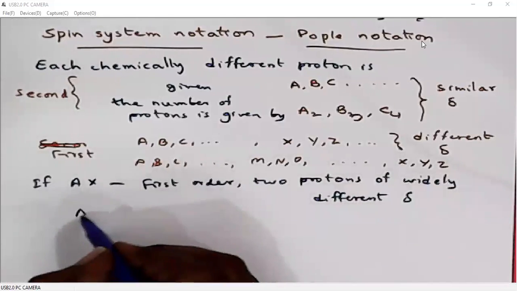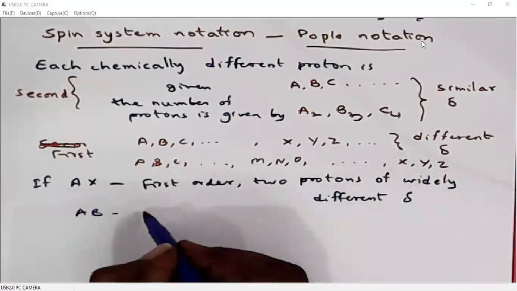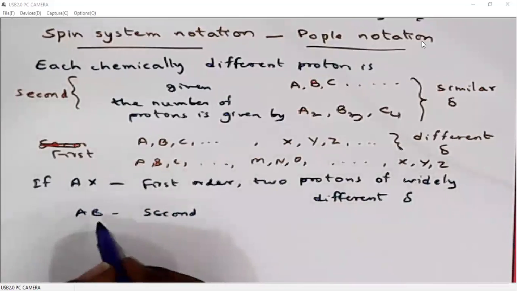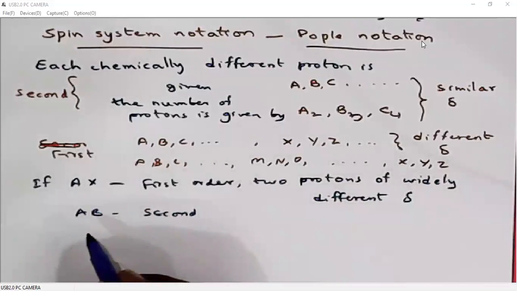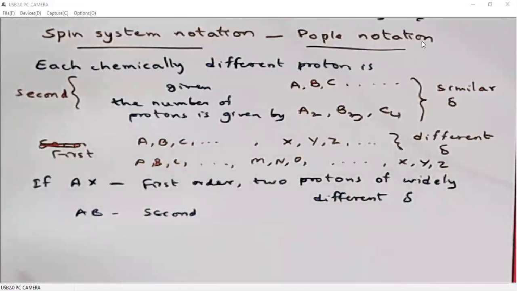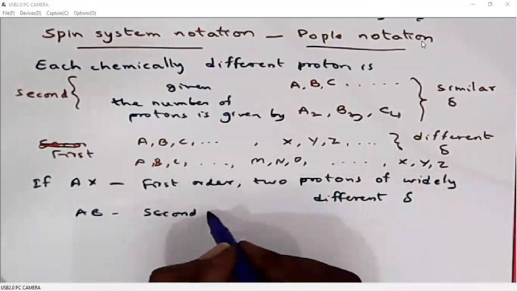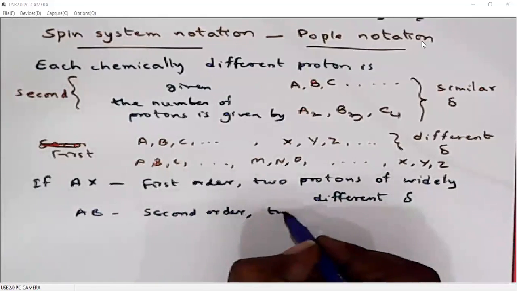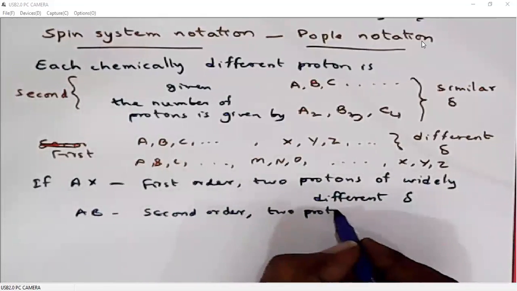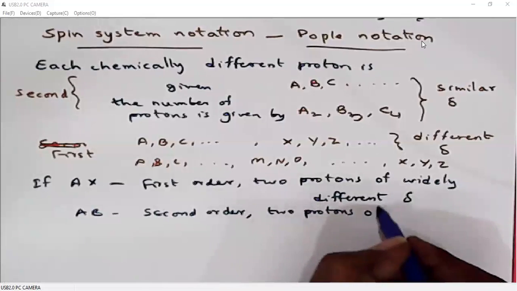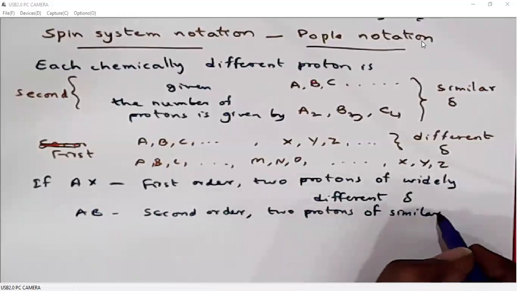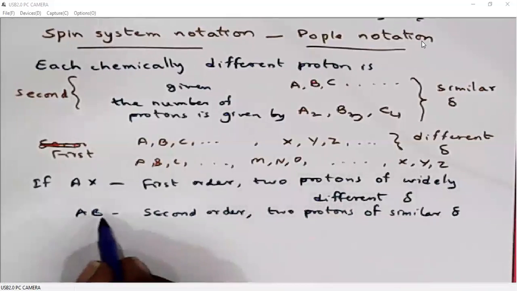What is AB? As I said, because the A type protons and B type protons have very close delta values, their multiplicities are complex, so it gives a second order spectrum. Then two protons have similar delta value, or in other words, we can say the delta difference between these two protons is very small.